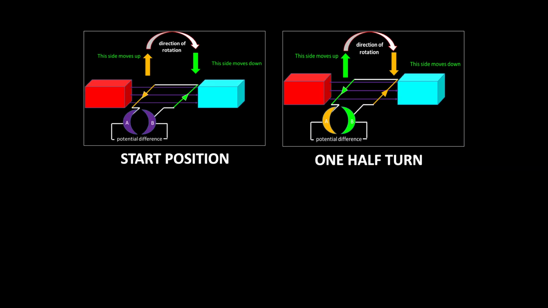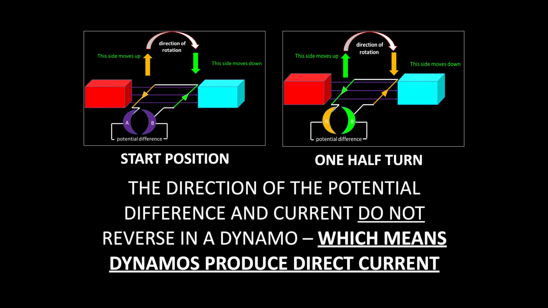So as we can see, our start position and end position are very similar. In fact, the current and potential difference does not reverse in a dynamo. As the current flow doesn't reverse, dynamos produce direct current.